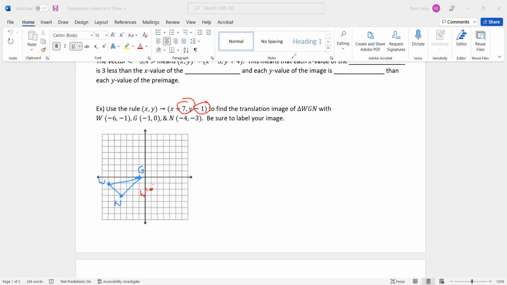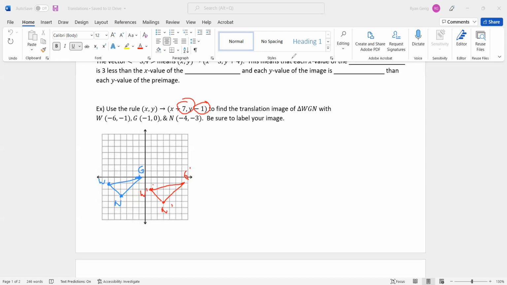So I know where I can put my W and not have it be in the way. That's my W prime. G, same thing. 1, 2, 3, 4, 5, 6, 7, down 1, and that's G prime. And then N, the same thing. 1, 2, 3, 4, 5, 6, 7, down 1. And that's N prime. Connect the dots, and you've got your translation. Okay, so that is pretty simple. At least I hope it was. It was a matter of, honestly, counting and plotting.